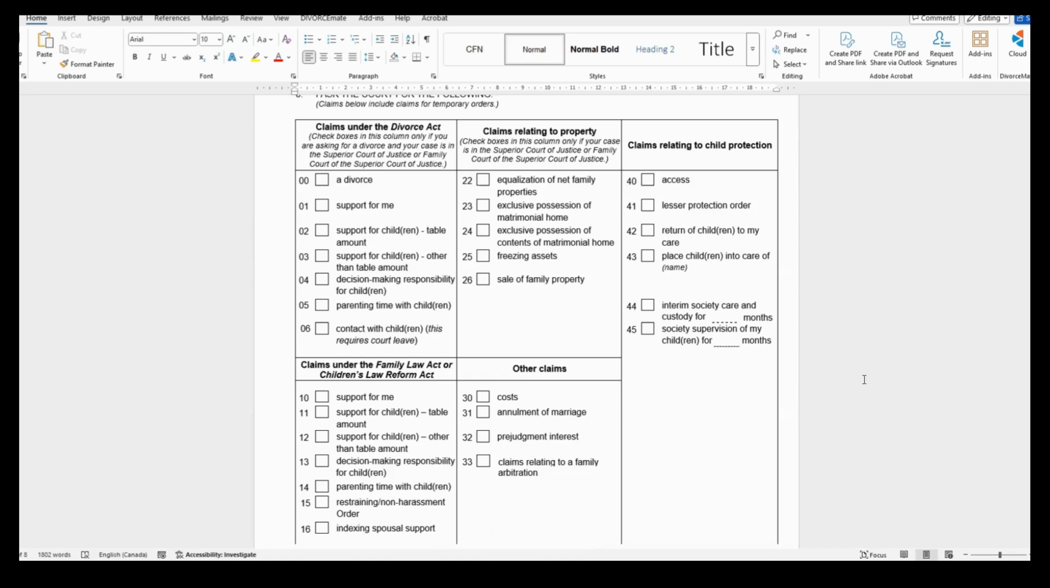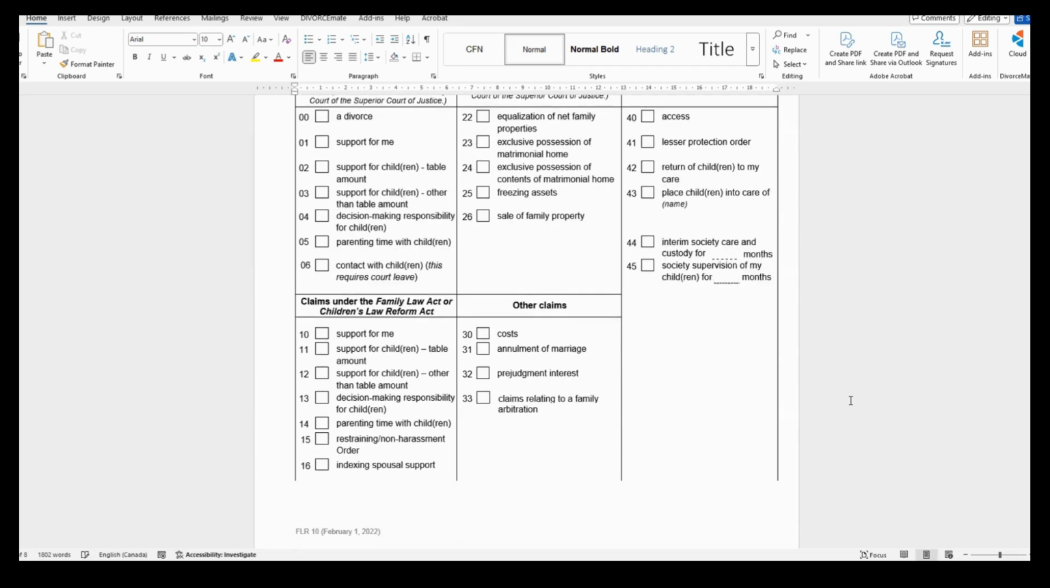If you were married, you check mark where it says under Divorce Act. If not, you check mark under Family Law Act and Children's Law Reform Act. If there are any property issues, you go where it says claims relating to property. Okay? So you do that, and as I said, page 5, important facts.